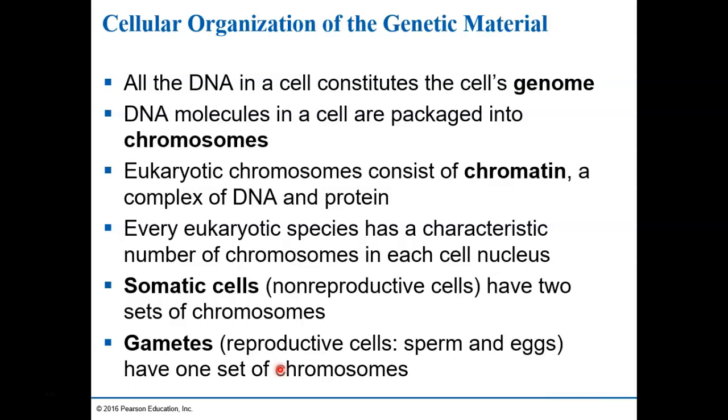The chromosomes are composed of chromatin. So chromatin is a loosely packed DNA and protein complex. We've talked about this a few chapters ago. And that chromatin can get packed up more tightly into chromosomes in various parts of cellular division.